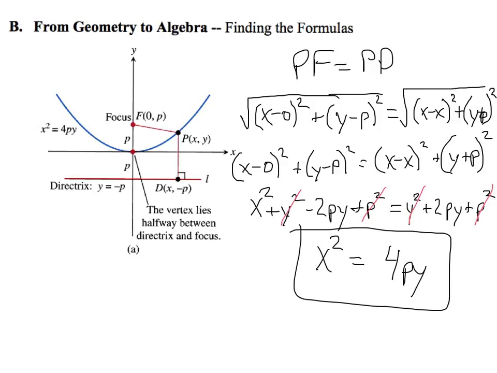P means the distance from here to here. So if we can figure that out, I can simply plug that value in, multiply it by 4, and I'm going to have y times that number equals x squared. A lot of times that's what we'll use.